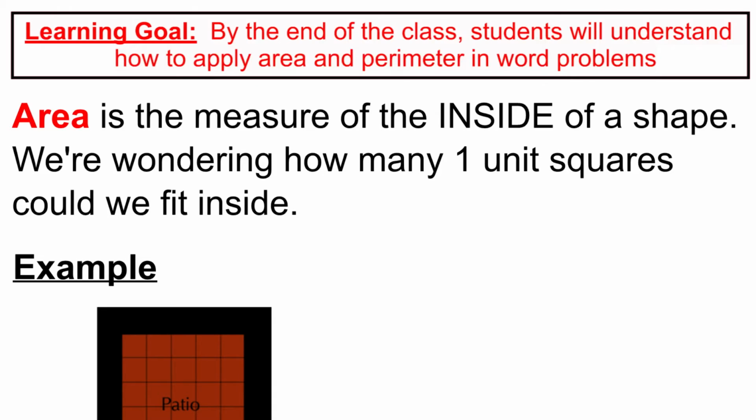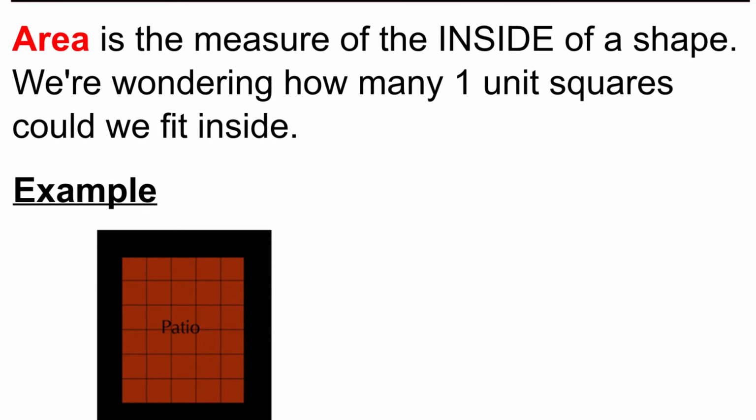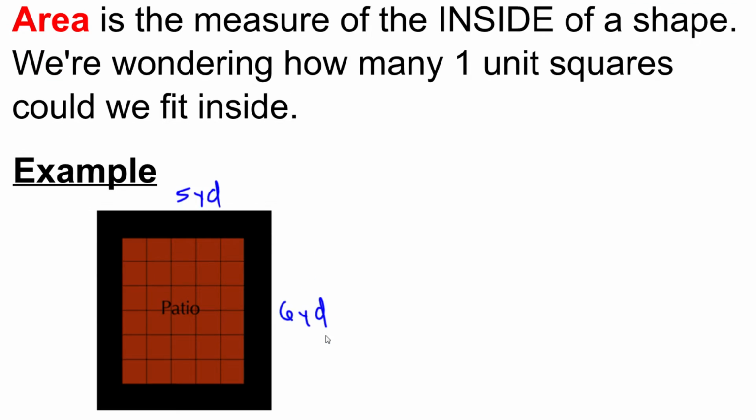Okay, so here's the second possible calculation that we might have to do, and that is area. So when we're measuring area, we're measuring the inside of a shape, and we're wondering how many 1 unit squares could we fit inside. Okay? So in my picture right here, if you're wondering what I mean by how many 1 unit squares, I would say that this room might be, for example, 5 yards by 6 yards. Okay? So we did our calculation and we did the measurement, and it's 5 yards by 6 yards.